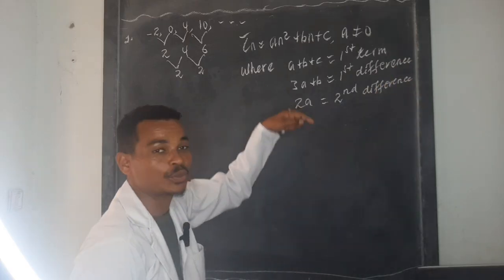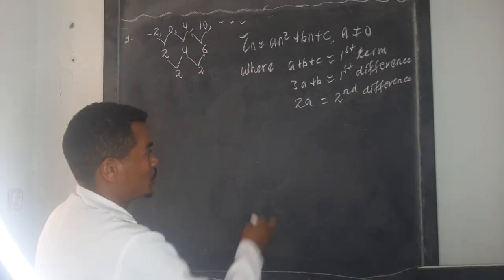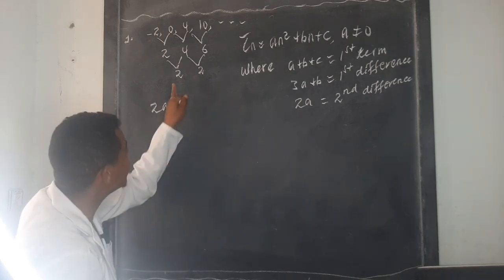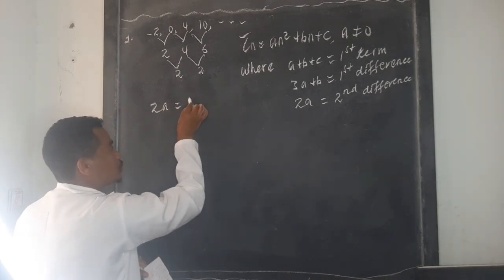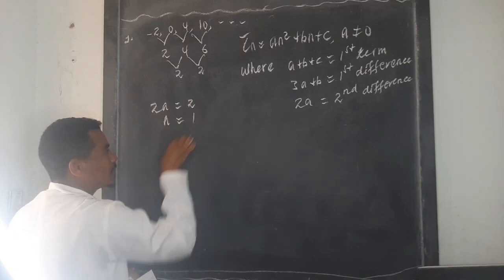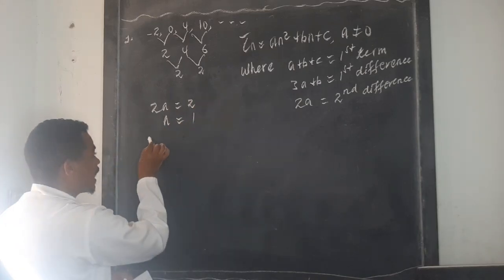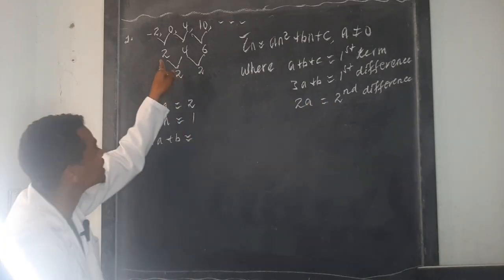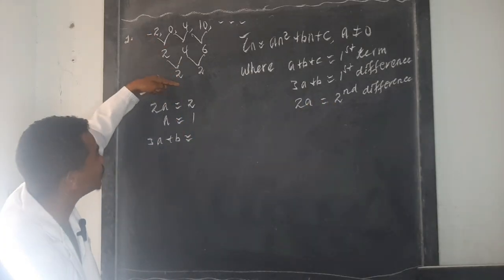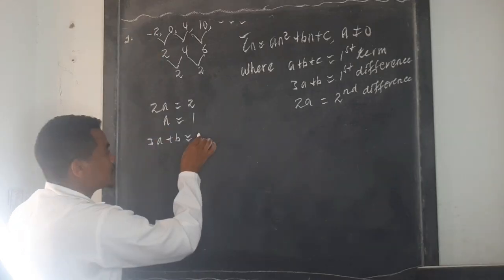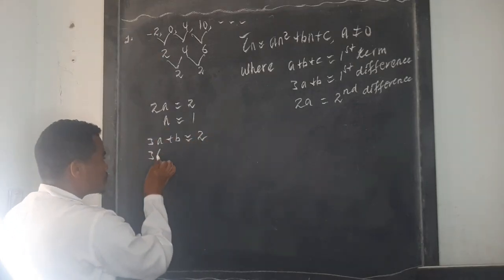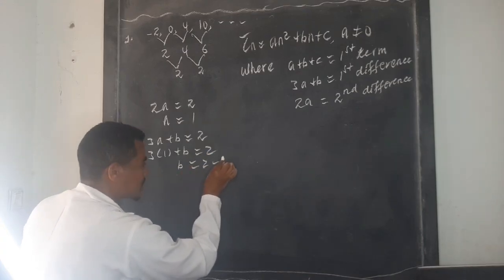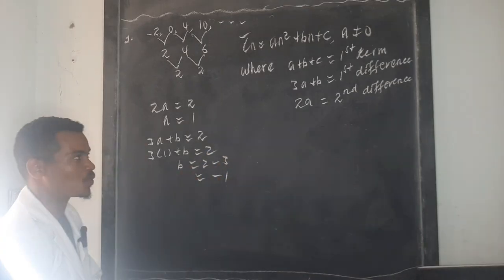We have proved the formula; you can check it. So from this, 2a is equal to the second difference, which is 2. This implies a is 1. 3a plus b is equal to the first difference, which is 2. 3 times 1 plus b is equal to 2, so b is equal to 2 minus 3, which is minus 1.